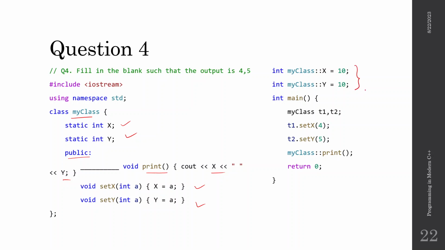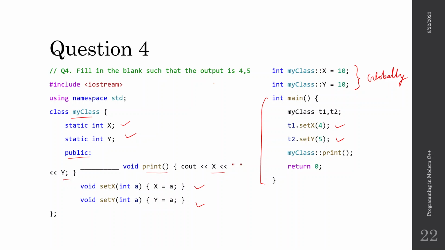And here we are initializing these data members globally, as you can see. And this is the main function. In the main function we are declaring two objects of MyClass type, and we are setting x and y to 4 and 5.